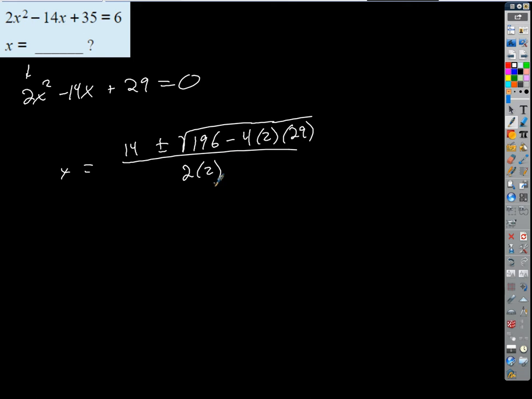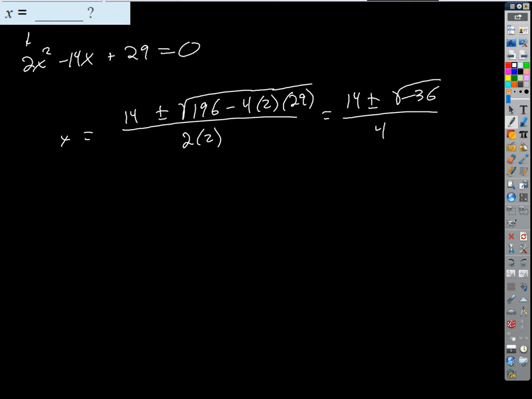Everybody agree with all that? Okay. So 14 plus or minus, what's this going to give us? 2 times 29 is 58 times 4 would be, what's that going to be, 232? So 196 minus 232 would be negative 36, if we just simplify everything inside there. All divided by 4. So what can we do now? We can split this up.